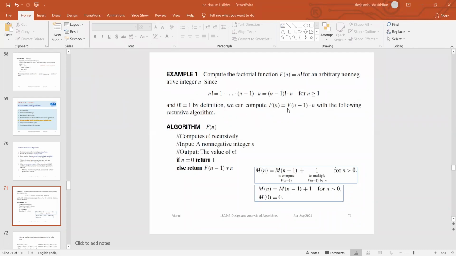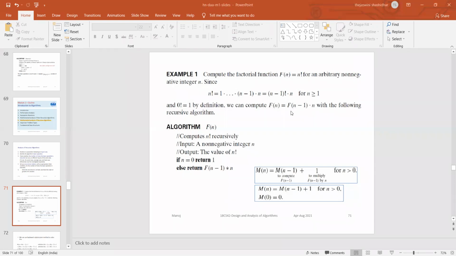So how do you get this particular formula? Keep in mind that n factorial is given as (n minus 1) factorial into n. Similarly, in place of n factorial, you put f of n, so f of n is equal to n factorial. So (n minus 1) factorial will be f of (n minus 1) into n. Substitute the same thing here. In place of f, you write m.